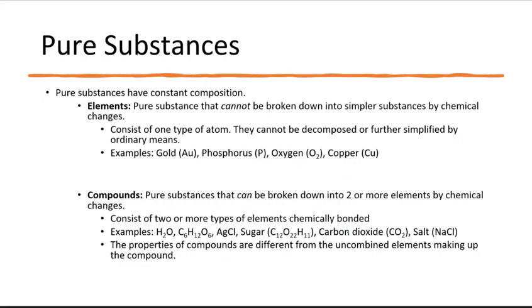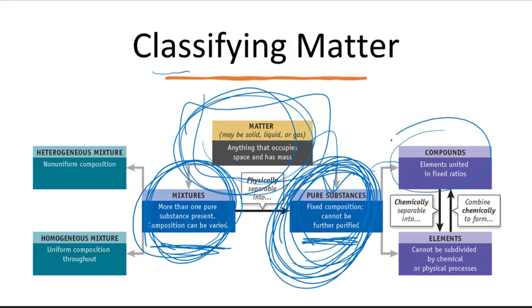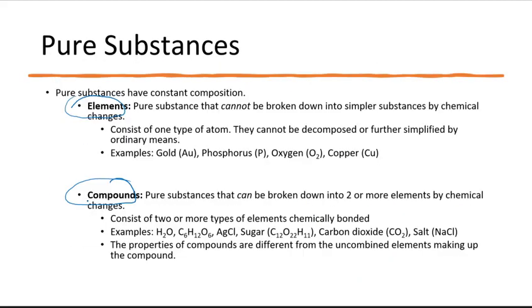Let's say we have a pure substance. Within a pure substance we can have either an element or a compound. When we go back and say, all right, I've got matter and it's a pure substance, I've got to be more specific. Well, is it a compound or is it an element? So compounds and elements are pure substances. What's an element? What's a compound?